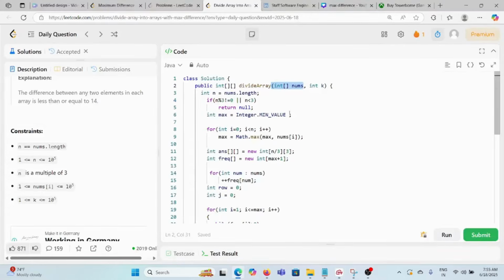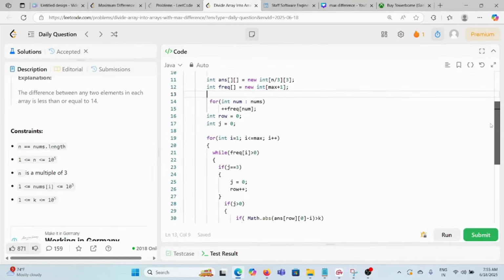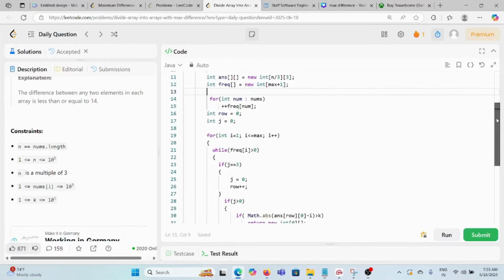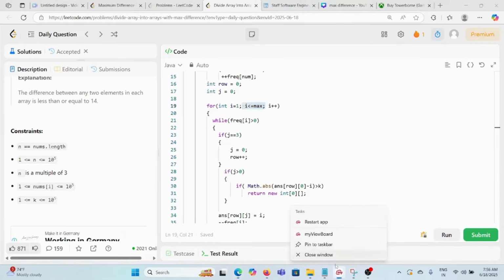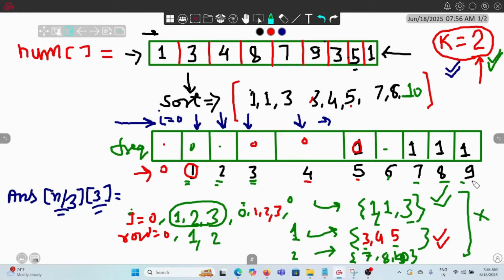So once we got the maximum value, now I have created this answer 2D array of n by 3 size, and this is my frequency array of max plus 1, right? Why am I doing max plus 1? Because we are interested to start from 1. Okay, so now see here, we are traversing through and we are increasing the frequency of every index, how many times it came. Okay, now see here we have created this row variable and j variable, and now we are traversing through this value, because the index could be up to max only, right? So like here, the index is going up to max, which was 9, right?